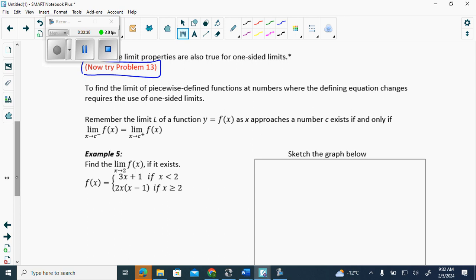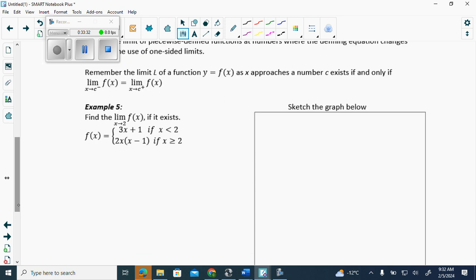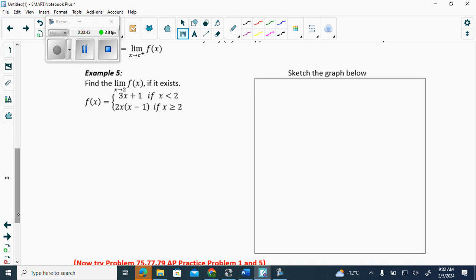Okay? So we need to find out if the limit as x approaches 2 of f of x exists. So we are going to draw the graphs first. We're going to talk about this. So I'm going to give myself some lines here.